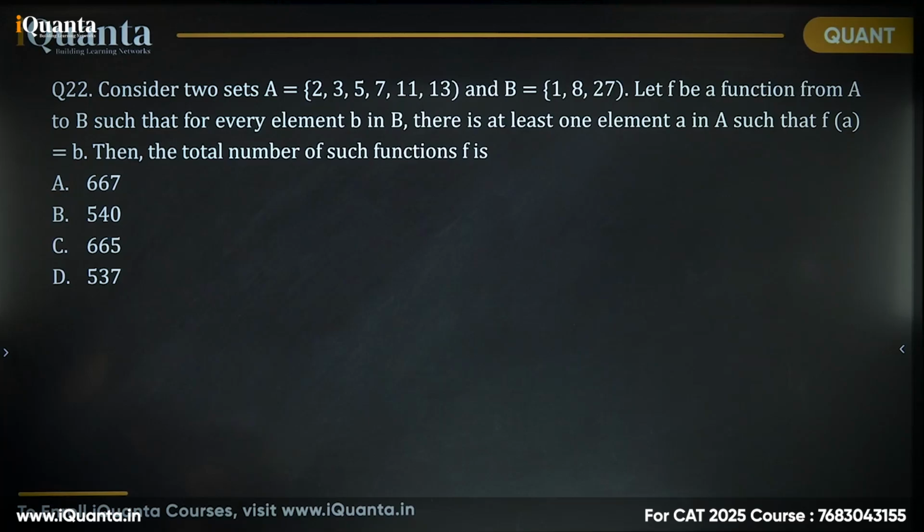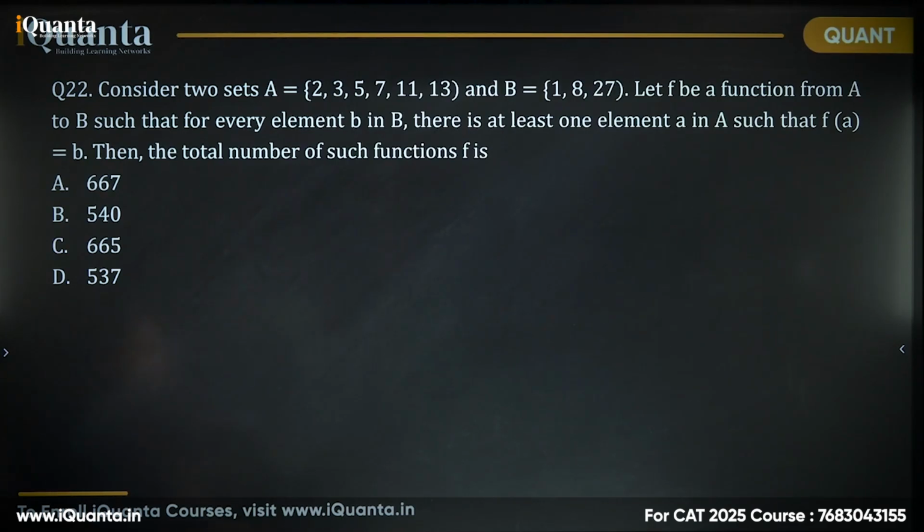Consider two sets, set A in which we have elements as 2, 3, 5, 7, 11, 13 and set B has 1, 8, 27. Let F be a function from A to B such that for every element small b in capital B, the set, there is at least one element small a in capital A, the set, such that F(a) is equal to b. Then the total number of such functions F is how much?